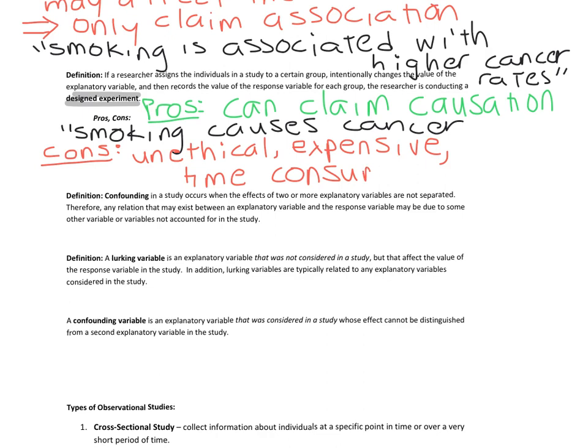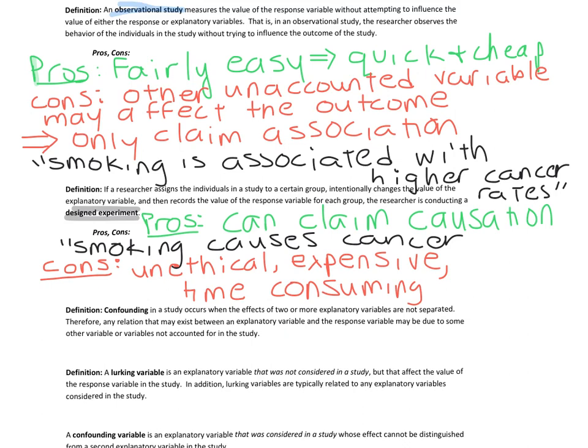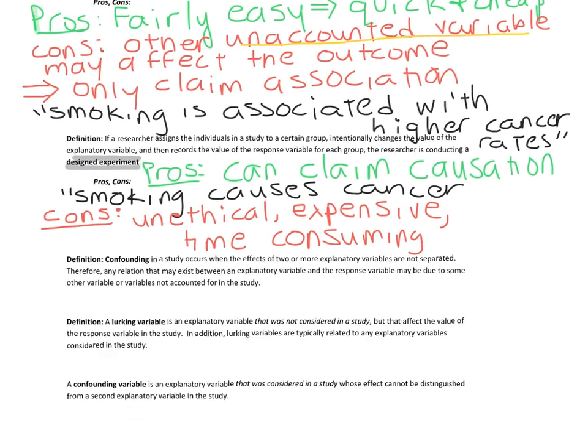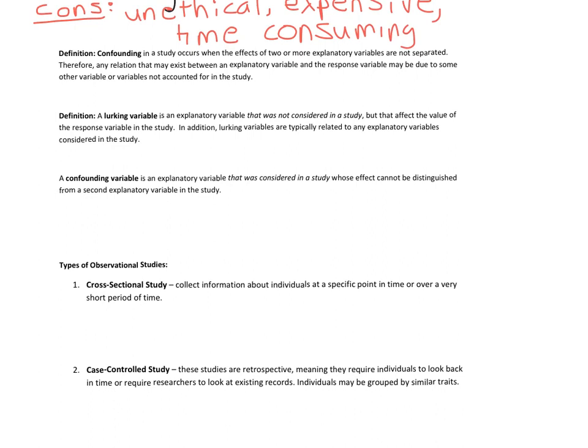All right. So going back to our observational studies, when we were talking about those unaccounted variables, we have a name for them because it is an important part of observational studies. And that's what we're going to define next. Those unaccounted variables can be called lurking variables, and they cause confounding. So here are our next definitions.